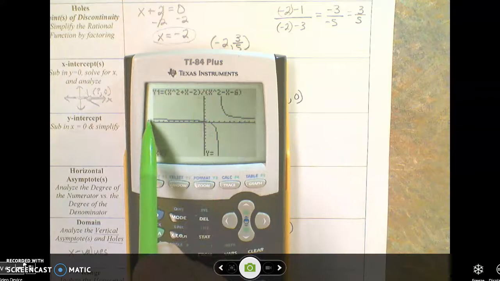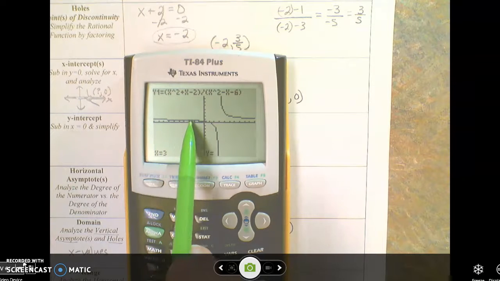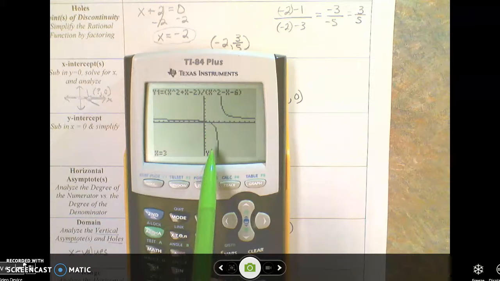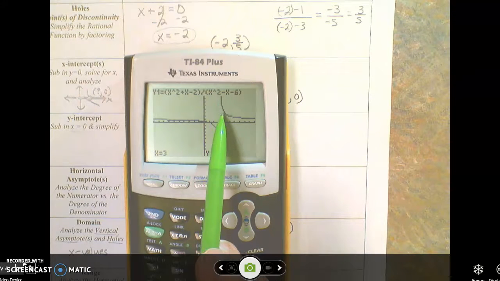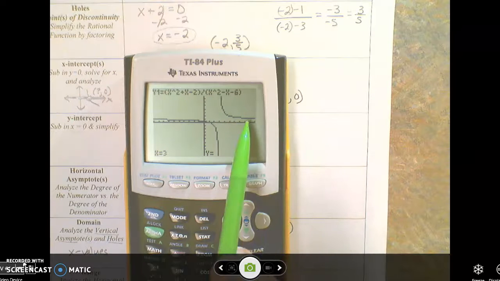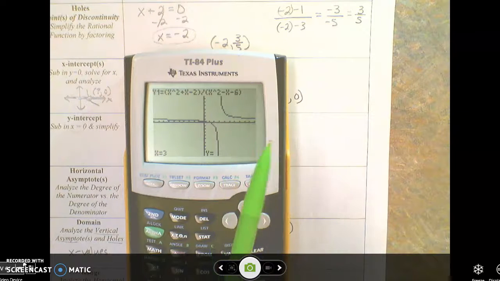But you can see that it goes from -infinity up to where the hole is, then picks up where the hole is, and continues to where the vertical asymptote is, and then picks up where the vertical asymptote is and continues to +infinity. So this is how you can check this on your calculator.